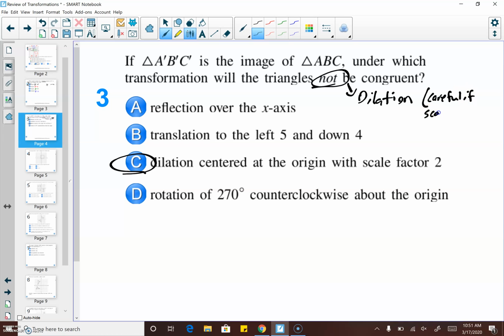if your scale factor is equal to 1, all right? Because remember, if scale factor is equal to 1, then it actually is congruent because your shape doesn't change size. But in this case, if it's a scale factor anything other than 1, then we know that's going to be the one that's not congruent.